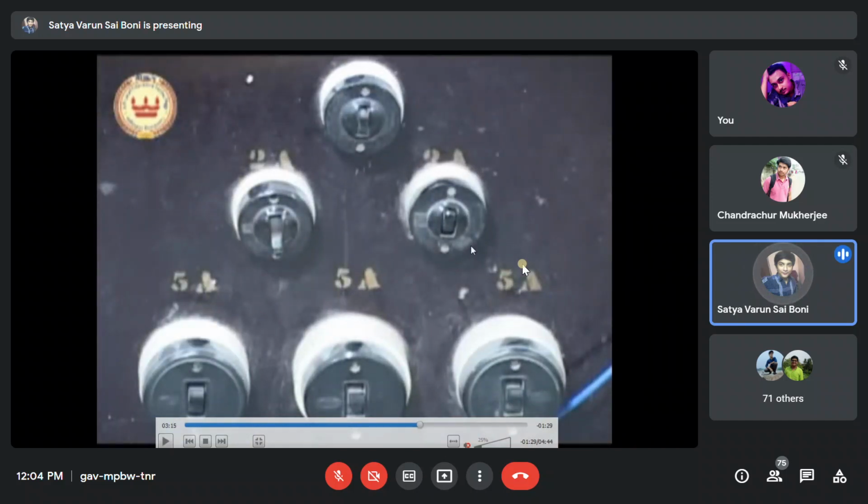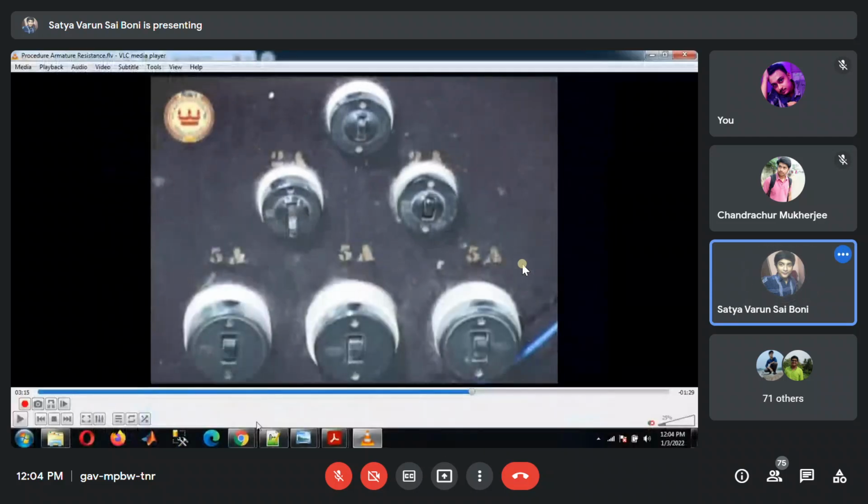See, switch on the loads. You can see here different switches are there. He can switch on the loads according to, means for taking different values, we can switch different loads. First one switch, two switches, three switches, like that.